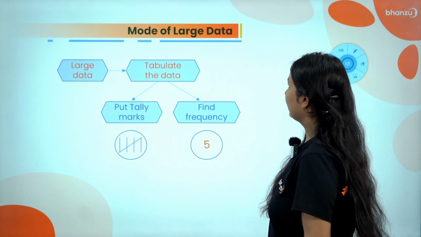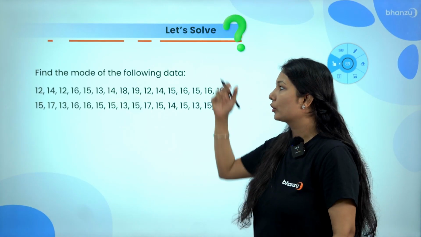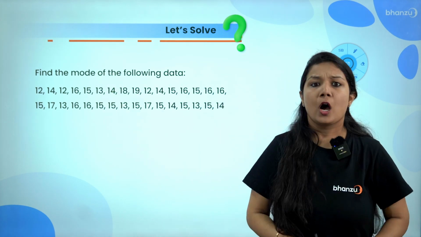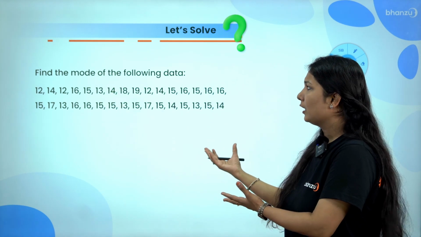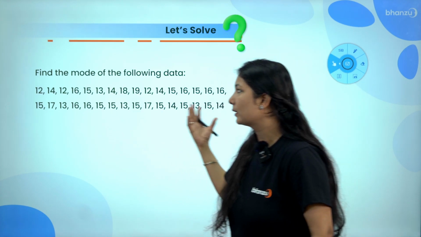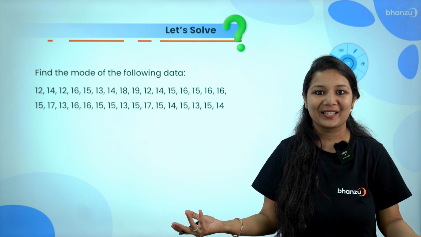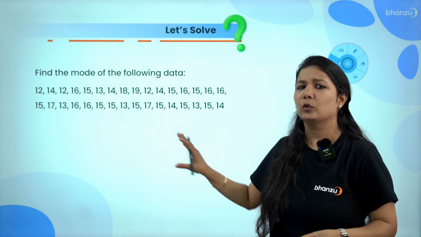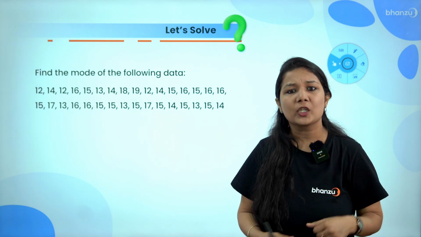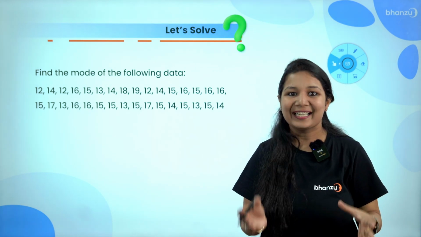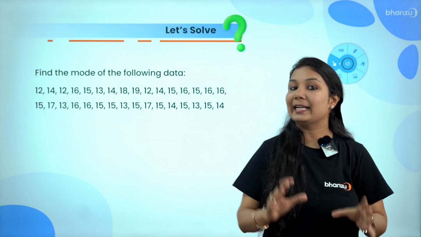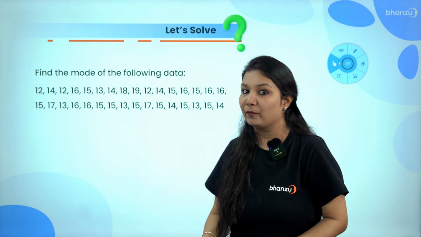So now let's see a question for tally marks. Find the mode of the following data. Oh my God, such large data. Right? So many numbers repeating themselves so many times. So is it convenient to put them in ascending or descending order and check out which number is coming most? No, right? So that is why we will tabulate it now. Okay? Let's see how we make the table for it.